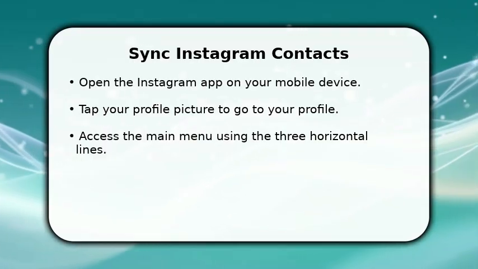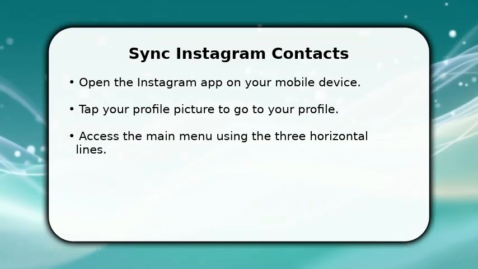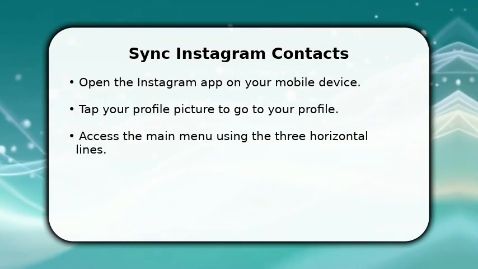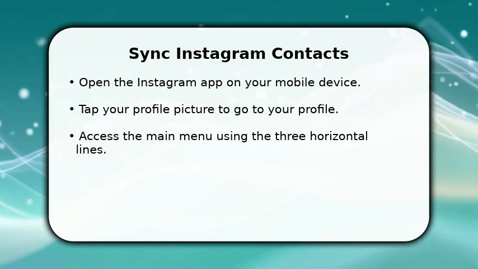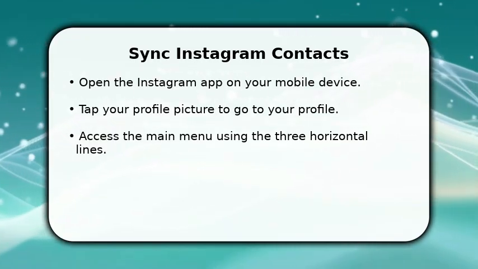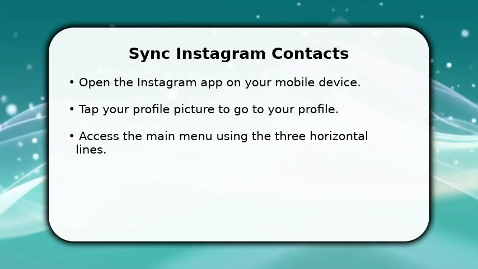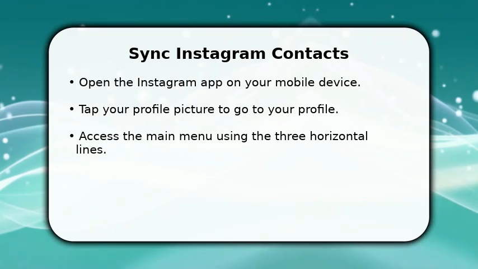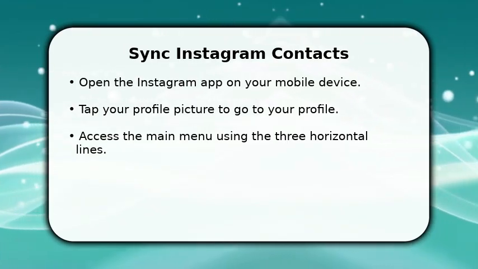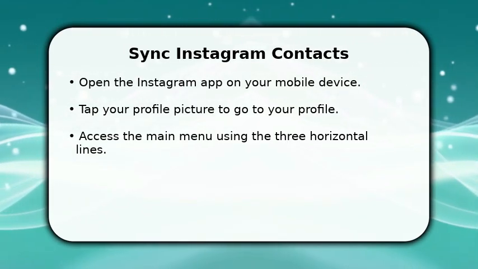In this video, I will explain how to sync contacts in Instagram. First, open the Instagram app on your phone. Once it's open, tap your profile picture in the bottom right corner to navigate to your profile. From there, tap the three horizontal lines in the top right corner to open the main menu.